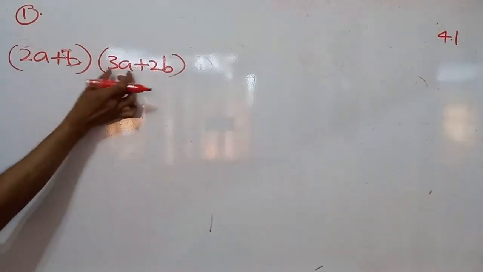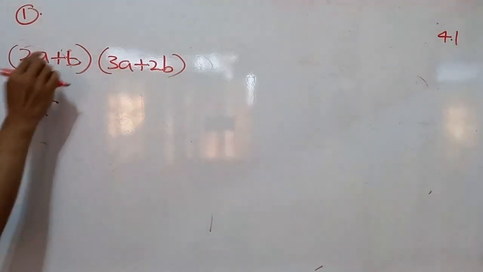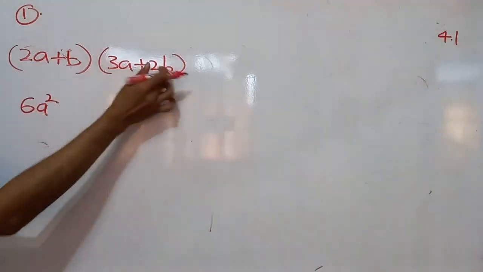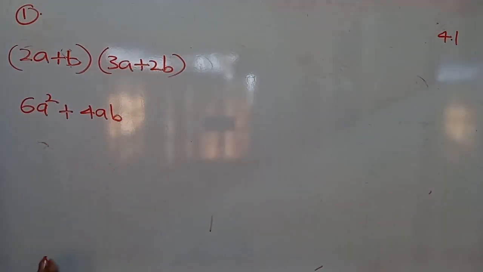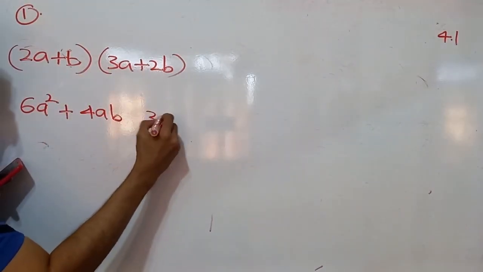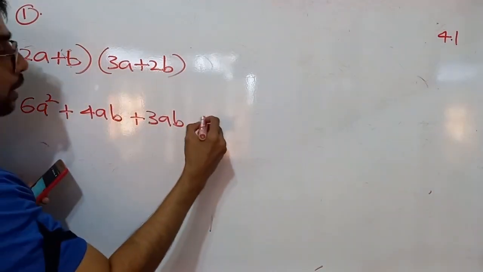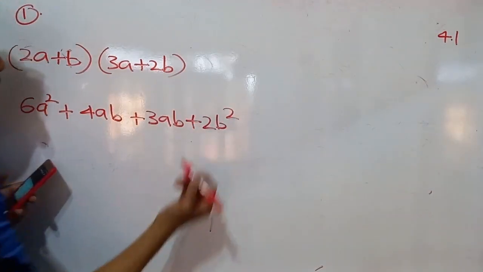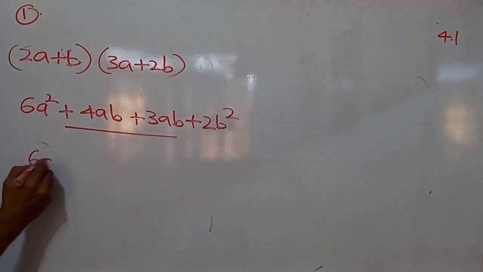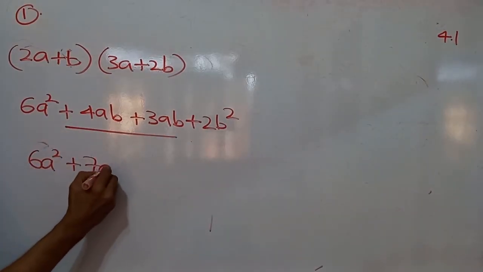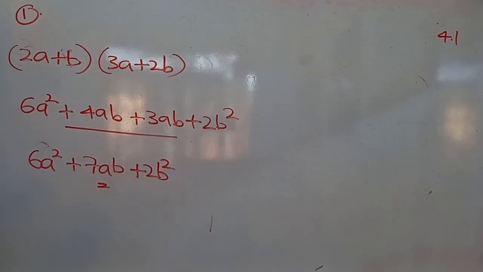Right? 2a times 3a, that is 6a square. Positive into positive, that is positive. Right? 2a times 2b, that is 4ab. Positive into positive, that is positive. A into 3a, that is 3ab. Positive into positive, that is positive. B into 2b, that is 2b square, that is also positive. Right, so here we have two like terms. So 6a squared plus 7ab plus 2b squared. So that is the answer.